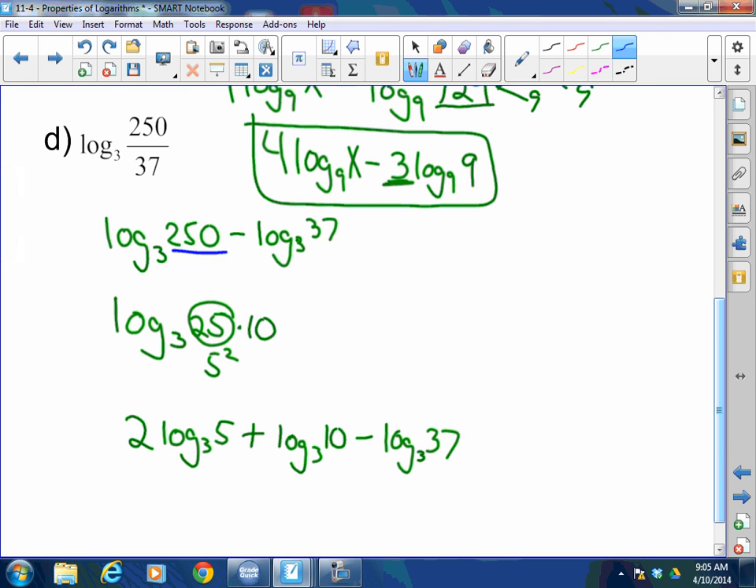Okay. 250 is 25 times 10, right? When you have a single log of multiplication, doesn't that break up into addition? Isn't 25 5 squared? When you're expanding your log, doesn't 5 squared mean you have to multiply it in front of the log? So I got 2 times the log base 3 of 5. That's my 5 squared, right? Times 10 plus log base 3 of 10 minus log base 3 of 37.